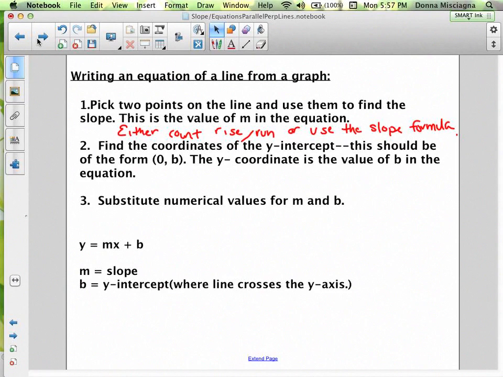Okay? All right, and then we want to find the coordinates of the y-intercept. This should be in the form (0, b). The y-coordinate is the value of b in the equation. Okay, so our y-intercept is a point, right? And it's that y value when x is 0 that's going to be our y-intercept. And all we have to do is substitute those numerical values for m and for b. And m is your slope and b is your y-intercept where it crosses the graph. Okay? So let's do a problem together.